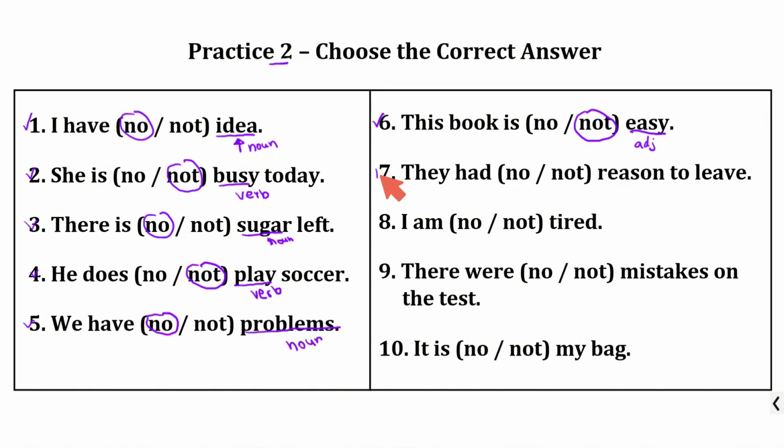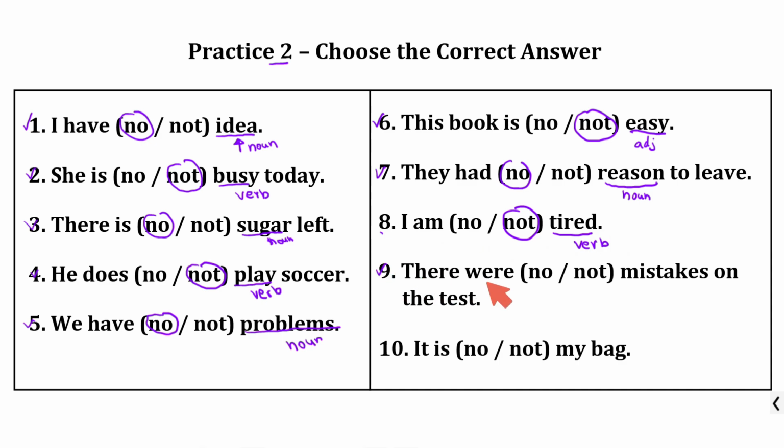Number 7. They had no or not reason to leave. The word reason is a noun. We circle no. They had no reason to leave. Number 8. I am no or not tired. This is an adjective, so we circle not. I am not tired.